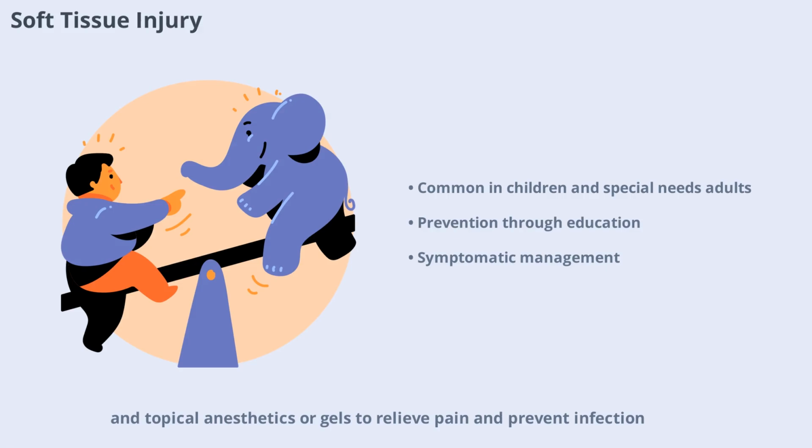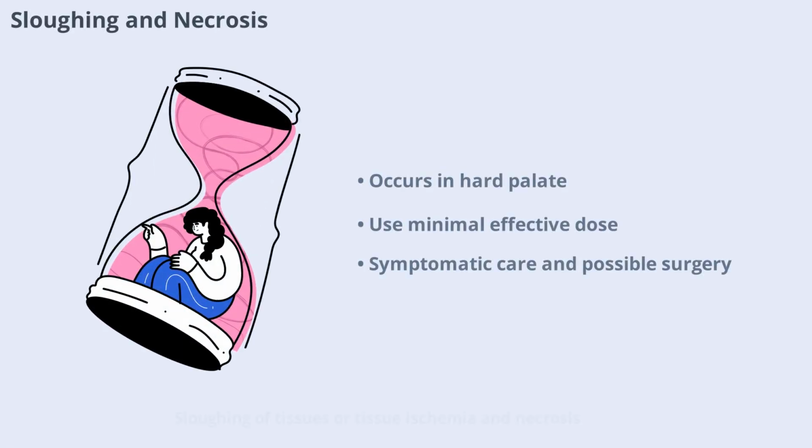Sloughing of tissues, or tissue ischemia and necrosis, often occurs in areas like the hard palate where the mucosa is tightly attached to bone. This can result from prolonged exposure to local anesthetic agents, especially those with vasoconstrictors.